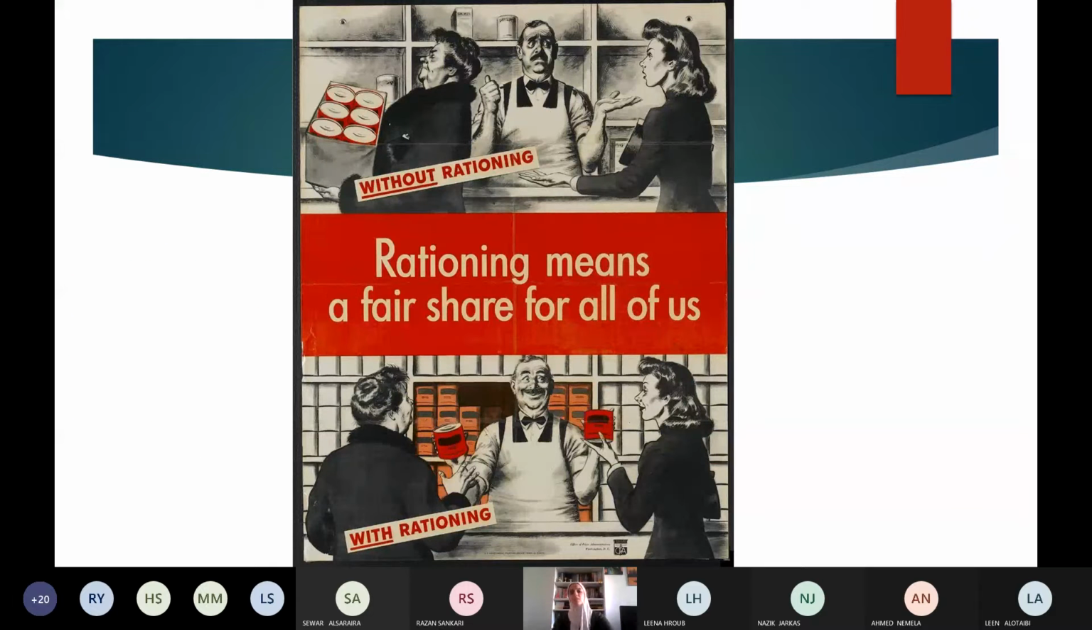Some people preferred this idea because they said that it guarantees that we are all equal. So here is a woman who went and bought 6 cans of tomato sauce. When this other woman went to buy, she didn't find any. So this was an advertisement, a real one. Rationing means a fair share for all of us. He gives her only one, and he gives the other woman only one. So they say that rationing means equality among citizens of the country. So you'll take 3 cans of tomato sauce, and you take 3 cans of tomato sauce. This is rationing.